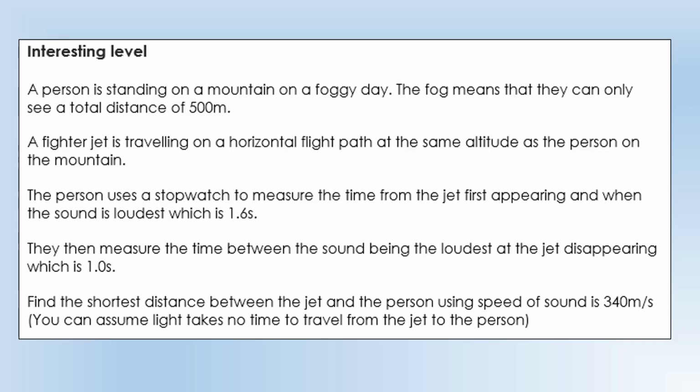And this is a very common assumption we make in physics. Over a distance of 500 meters, light travels at 3 times 10 to the 8 meters per second. So it takes basically 0 time to travel, which is why we're going to assume that.